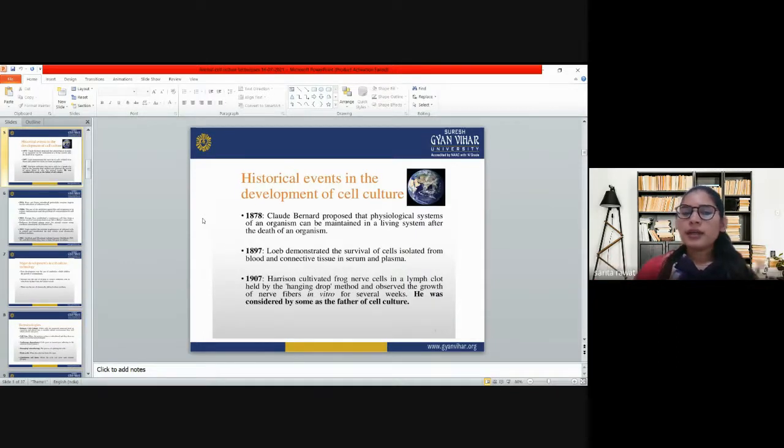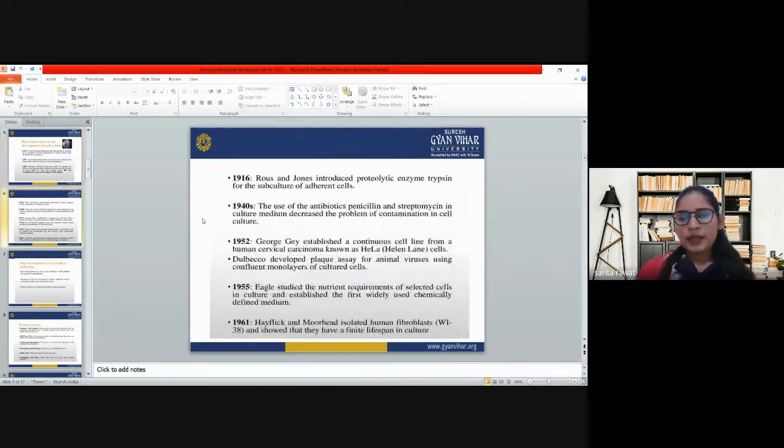Then we have learned about the historical developments of cell culture. In 1878 and in 1897, then in 1907, Harrison cultivated frog nerve cells in a lymph clot held by the hanging drop method and observed the growth of the nerve fiber in vitro for several weeks, and he was considered by some as the father of cell culture. And in 1916, Rous and Jones introduced the proteolytic enzyme trypsin for the subculture of adherent cells. In the 1940s, the use of the antibiotics penicillin and streptomycin in the culture media decreased the problem of contamination in the cell culture.